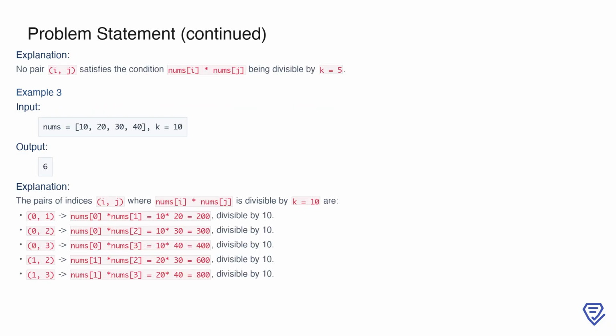Now let's consider the second example. Here, nums is [1, 2, 3, 4], and k is 5. In this case, no pair of indices satisfies the condition that the product of nums[i] and nums[j] is divisible by k. For example, the product of any two numbers in nums, whether it's 1 * 2, 1 * 3, or any other combination, does not evenly divide by 5. As a result, the output here is 0 because there are no valid pairs. This example highlights that it's possible to have cases where no pairs meet the condition, and the output should simply reflect that by returning 0.